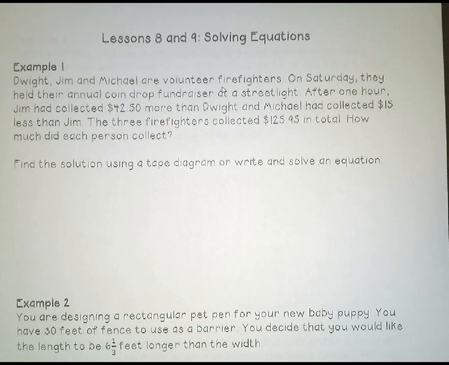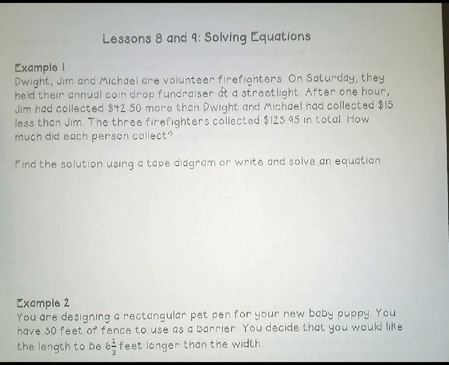So, example 1. Dwight, Jim, and Michael are volunteer firefighters. On Saturday, they held their annual coin drop fundraiser at the streetlight. After 1 hour, Jim had collected $42.50 more than Dwight, and Michael had collected $15 less than Jim. The three firefighters collected $125.95 in total. How much did each person collect? Okay, find the solution using a tape diagram or write and solve an equation.